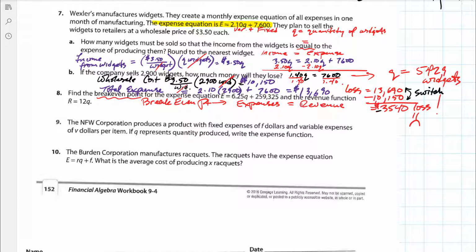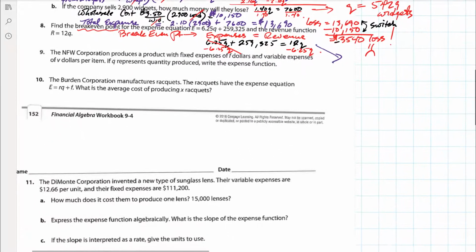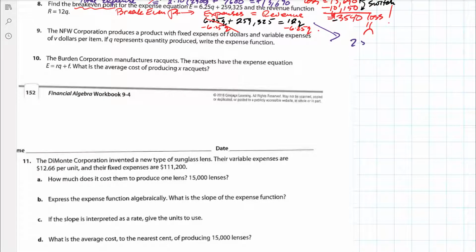What we want to do is set them equal. So 6.25Q, plus this big number here, 259,325, is going to be equal to the revenue, which is 12Q. We want to solve this equation, so you have to gather the variables on one side. Let's subtract and bring common terms off to the right. Then we're going to have 259,325 is equal to 12 minus 6.25, that's going to be 5.75 times Q.